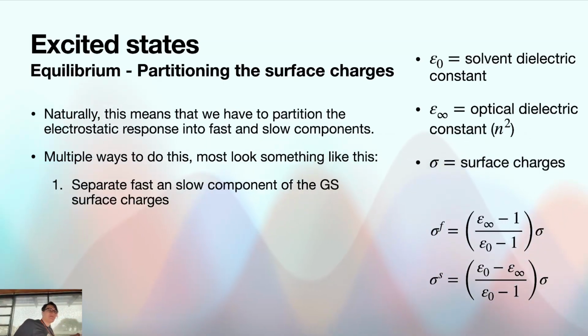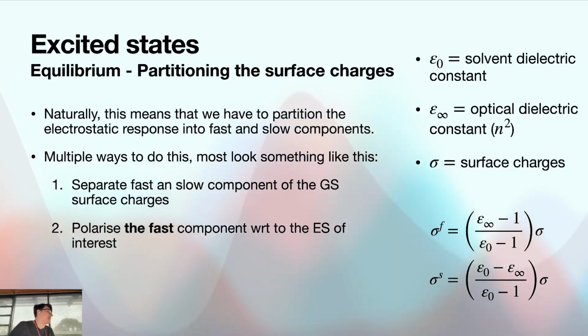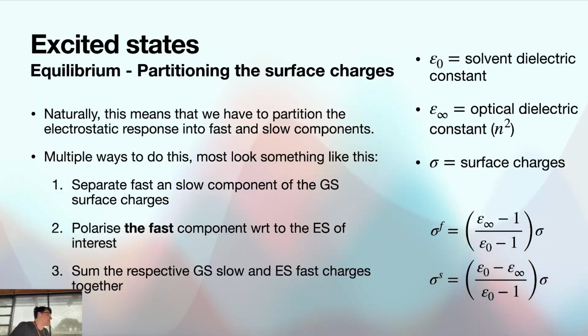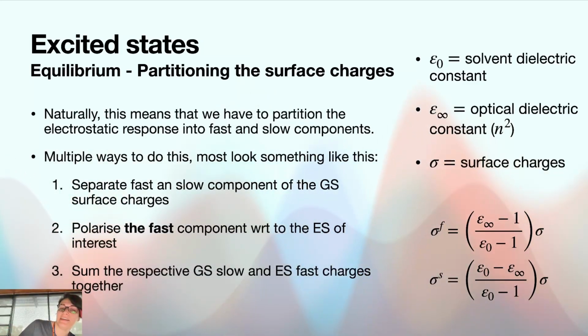So here we separate the fast and slow component of the ground state surface charges. We polarize the fast component only with respect to the excited state of interest, and we sum the respective ground state slow and electrostatic fast charges, and excited state fast charges together. This process is really important because the slow charges will always come from the ground state, and the fast charges will always come from the excited state in non-equilibrium solvation, and I'll touch on that in a second.